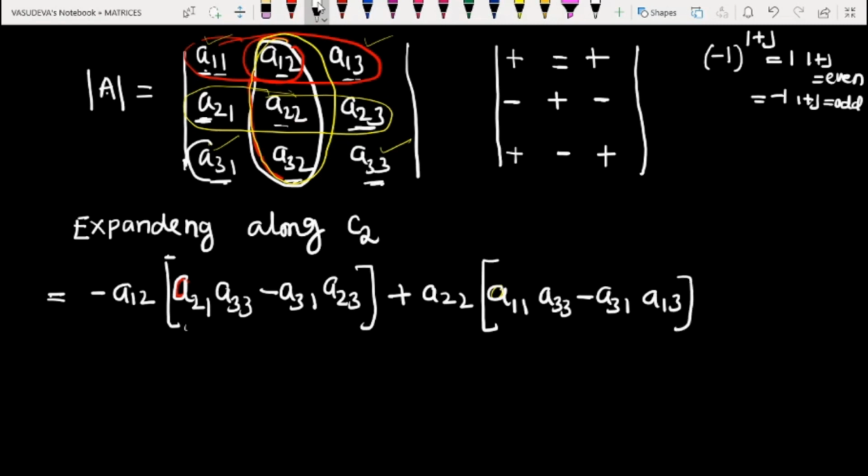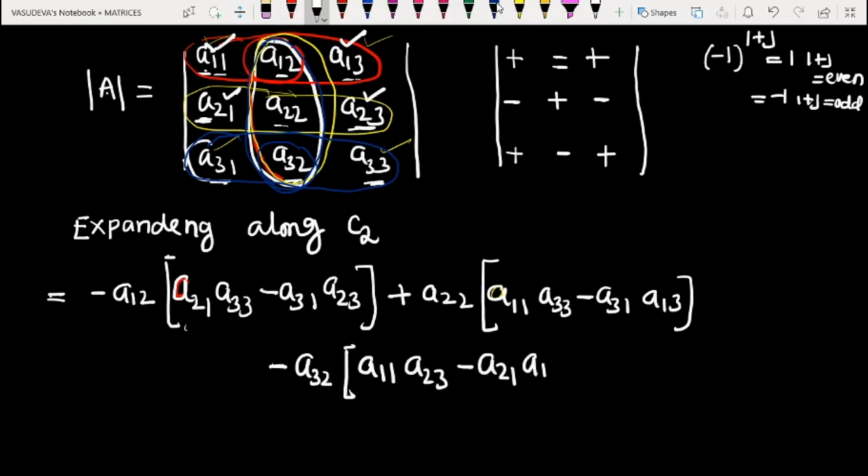Next, the sign scheme: for A32, 3 + 2 is odd, so it is minus A32 into the determinant. A32 lies in the third row and second column. When we leave the third row and second column, what are the remaining elements? That is A11, A13, A21, A23. Taking the determinant of that: A11 into A23 minus A21 into A13. So this is the expansion of the determinant along C2.